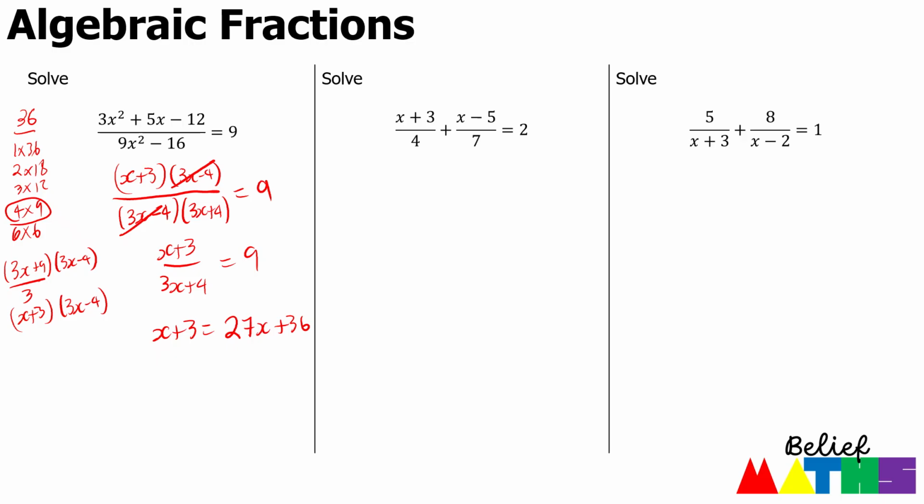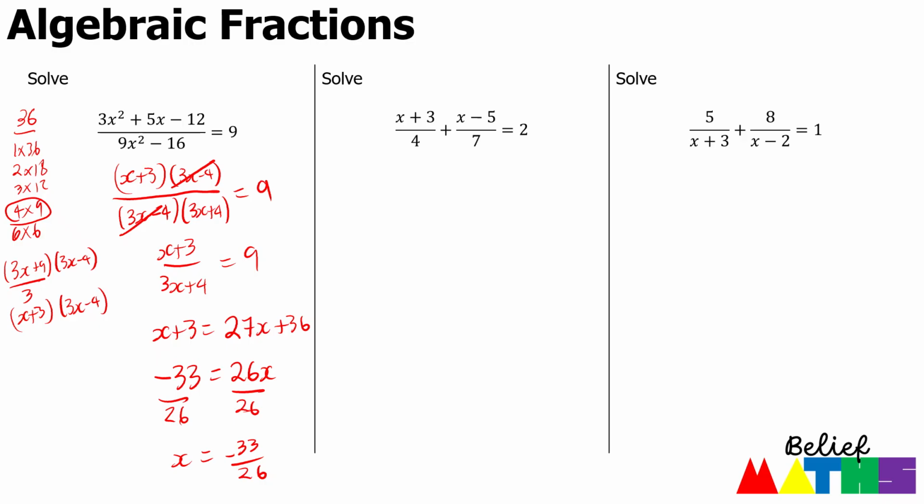Rearranging that to solve, we can take away x and bring it to the right hand side, and we can subtract the 36 and bring that to the left hand side. And we end up with minus 33 is equal to 26x. Then we can just divide both sides by 26, and we get x is equal to minus 33 over 26. Now, can that be simplified? Well, we can just put it into our calculator and check, and it doesn't simplify, so that's our final answer.